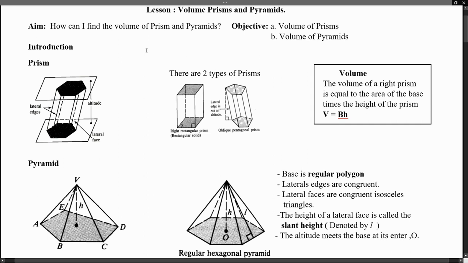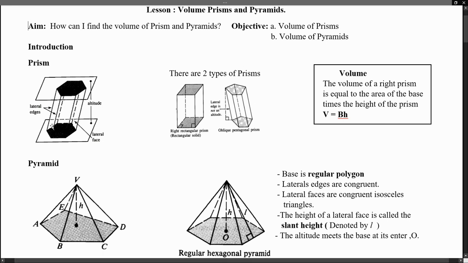In this lesson, we will talk about the volume of prisms and pyramids. So let's start by having a visual interpretation of what a prism is. So here is what we're going to call a prism. And a prism is a three-dimensional figure where the bottom section is essentially the same as the upper section.